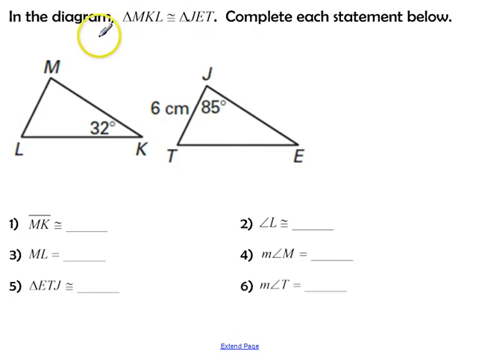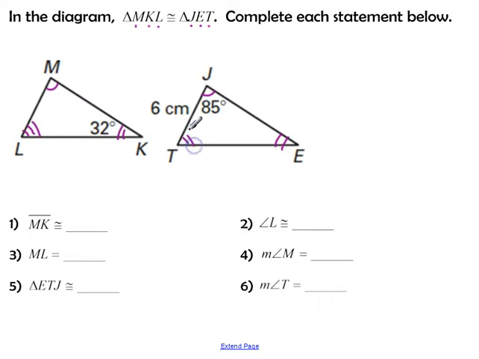In this example, we have a diagram, and it tells us that triangle MKL is congruent to triangle JET. And it asks us to complete each statement below. So before we get into filling in our statements, I just want to take the congruent statement and mark our picture. So we're going to mark the corresponding angles and sides with the congruent tick markings and arc markings. So angle M is congruent to angle J, so I'm going to mark each of them with one arc. Angle K is congruent to angle E, so I'm going to mark each of those with 2. And then angle L is congruent to angle T, so I'm going to mark each of those with 3.